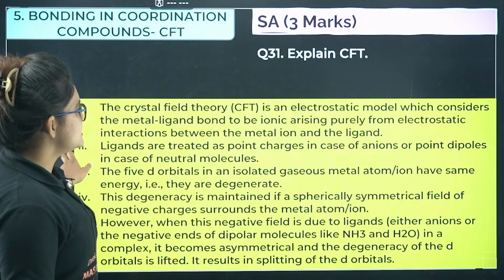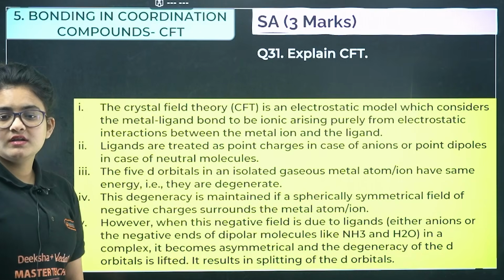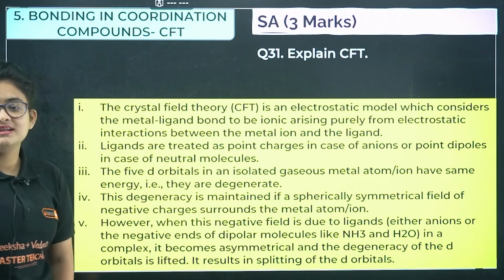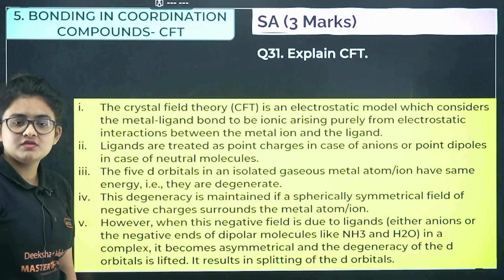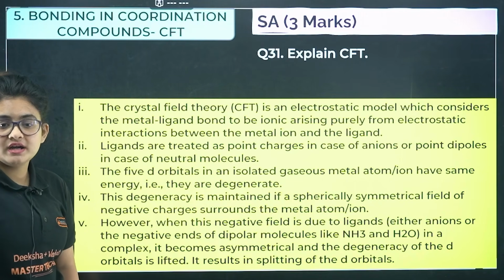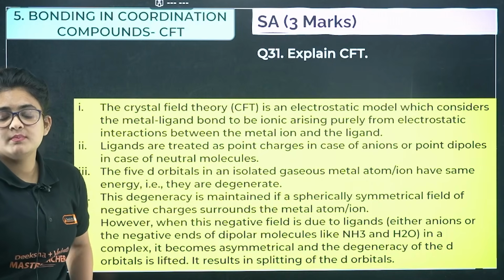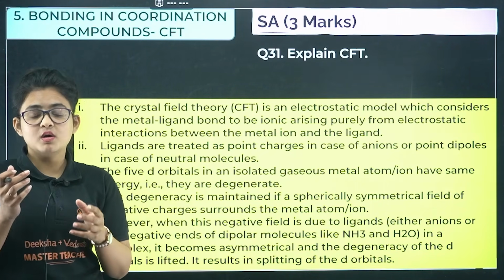Next, explain CFT, crystal field theory. Basically it's an electrostatic model which considers the metal-ligand bond to be ionic, meaning we have to consider electrostatic interaction. Metal is a point positive charge, ligand is a point negative charge. So at first the metal and ligand come close to each other because of the Coulombic interaction only.